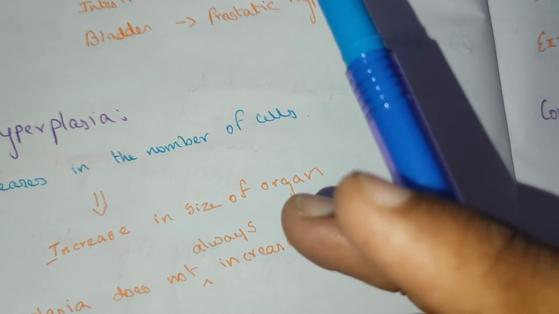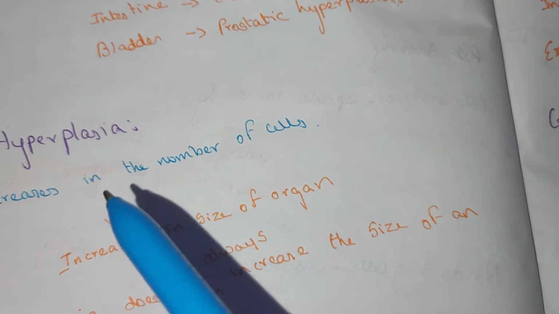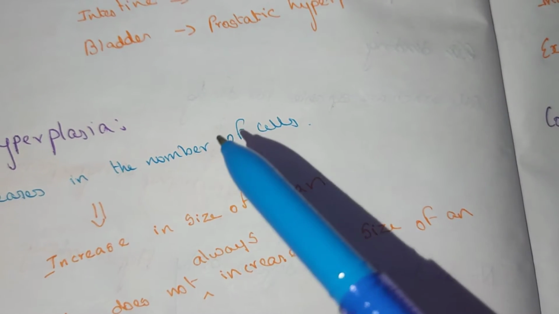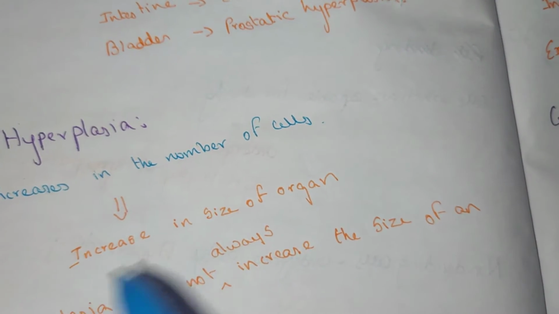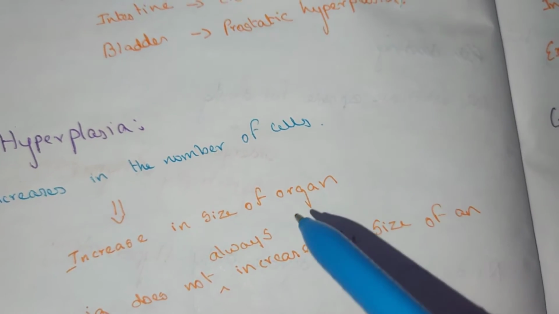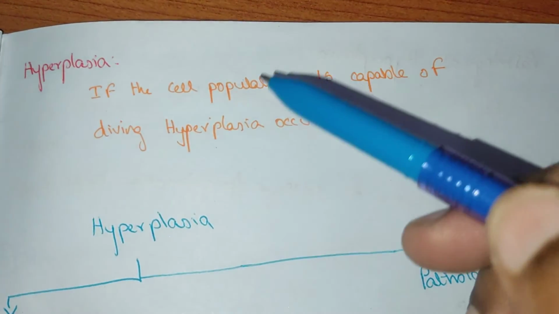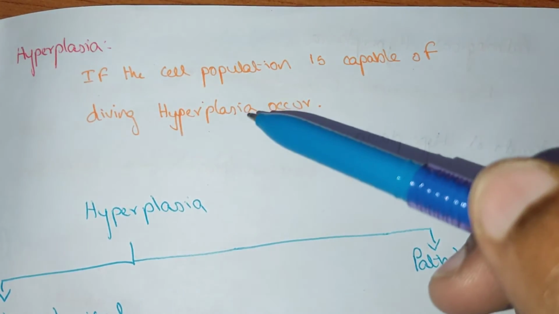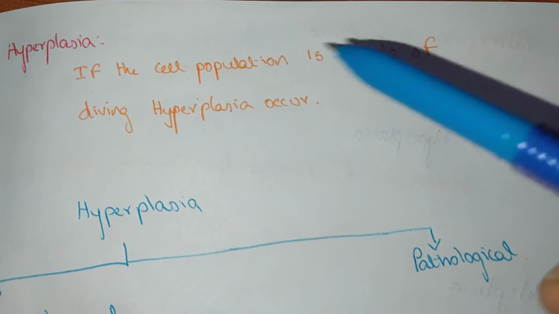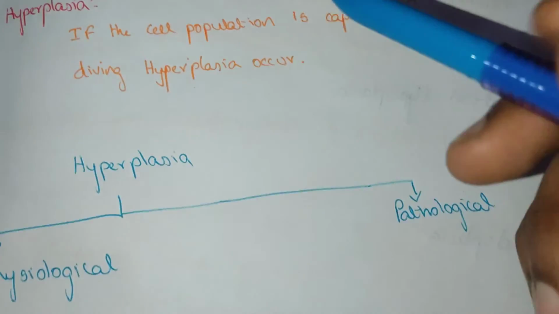In hypertrophy, there is no increase in the number of cells. No new cells are formed. In hyperplasia, there is an increase in the number of cells, so that there is an increase in the size of the organ. As I have already said, if the cell population is capable of dividing, hyperplasia occurs.